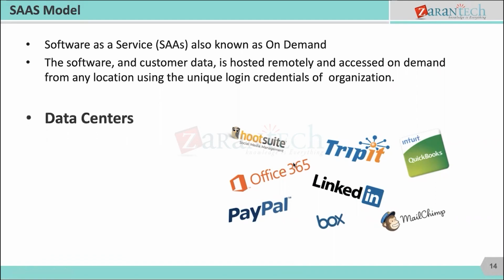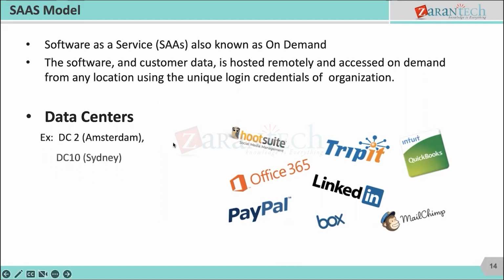And those remote locations where the SAP is going to host the client database are called data centers. So all the HR data of the client is going to be hosted in that remote data centers. And we have 15 data centers across the globe today. Couple of examples are data center number 2 and 10, which are in Amsterdam and Sydney accordingly. So this is about the cloud model.